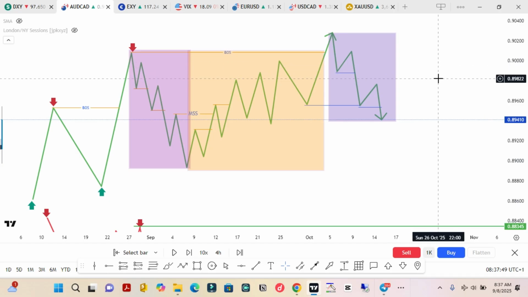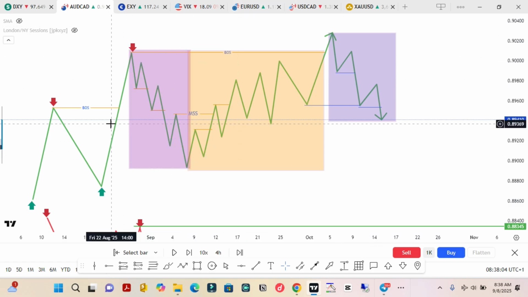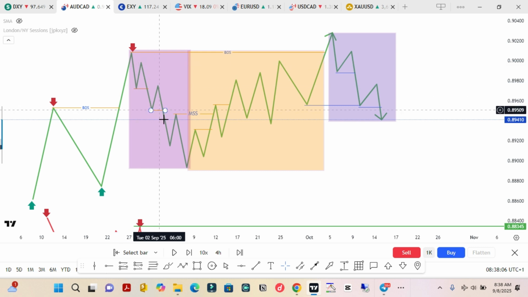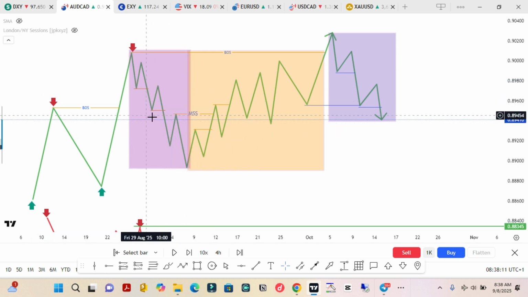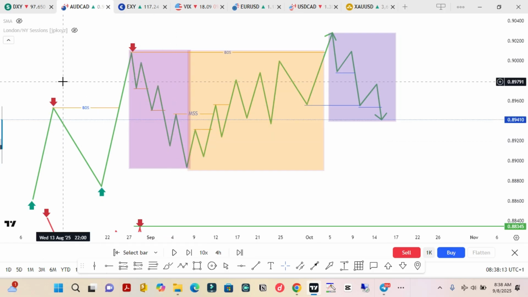Okay, so now that you understand what a substructure is, the next thing is you have to choose the structure that aligns with the overall structure. So the overall structure is up. What I'm trying to share with you is not that you can't take a trade here, but if you want to be more precise and see more winning trades, you need to understand all these things.